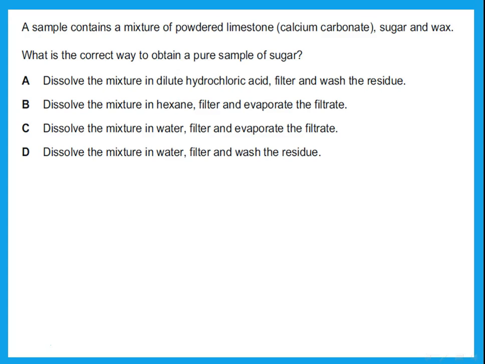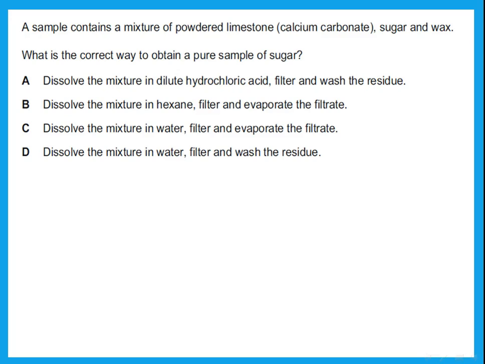Okay, a sample contains a mixture of powdered limestone. Again, powdered limestone is something that does not dissolve, calcium carbonate. Remember that most carbonates do not dissolve except the carbonates of group 1. Sodium carbonate, potassium carbonate, ammonium carbonate will dissolve, but any other carbonate does not dissolve in water. So basically I have calcium carbonate, which does not dissolve, sugar dissolves, wax does not dissolve in water. What is the correct way to obtain a pure sample of sugar?